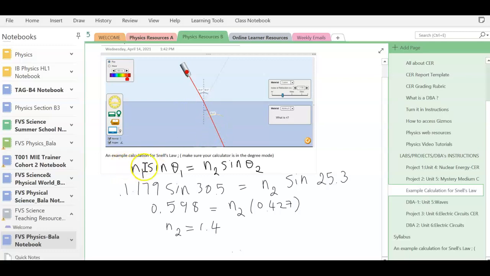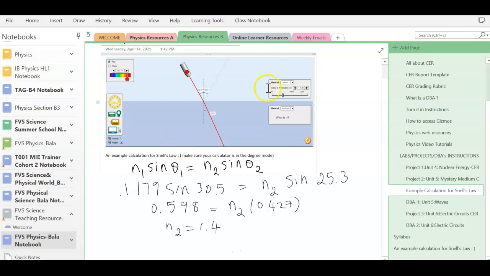So Snell's law states n1 sine theta 1 equals n2 sine theta 2. n1 is the refractive index of the first medium. n2 is the refractive index of the second medium, which is what we are trying to solve for. And theta 1 is the angle of the first one, which is 30.5. And theta 2 is the angle in the second medium, which is 25.3. And in this example, I know that in our other example, we took water as the first medium.